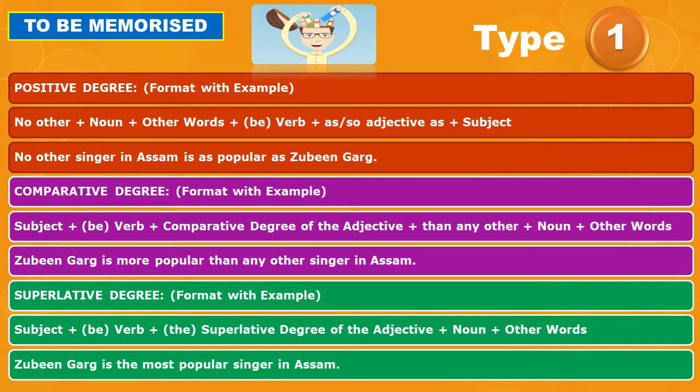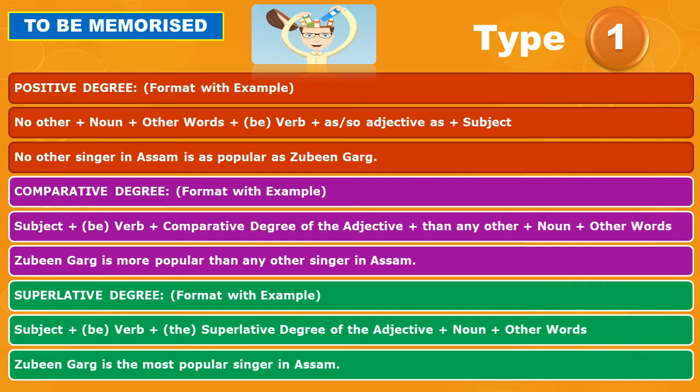This sentence, if we are asked to make it comparative degree, we need to follow the given format. The format of the comparative degree will be subject plus be verb plus comparative degree of the adjective plus then any other plus noun plus other words. So your sentence will read as: Zubin Garg is more popular than any other singer in Assam.